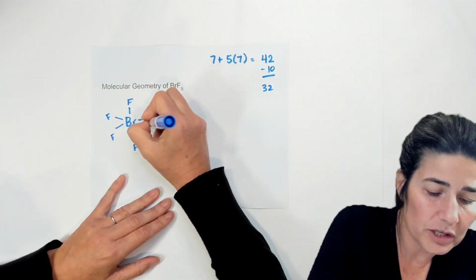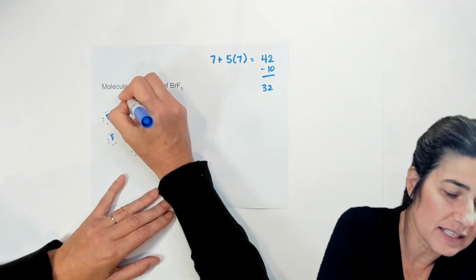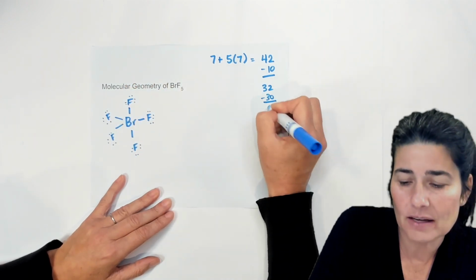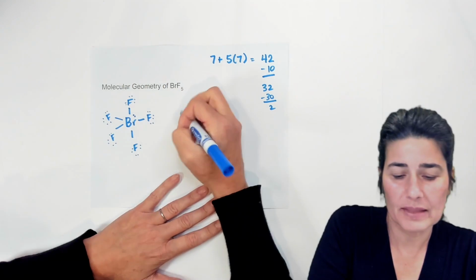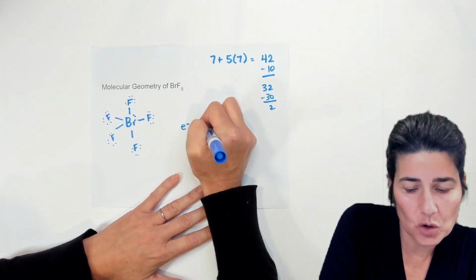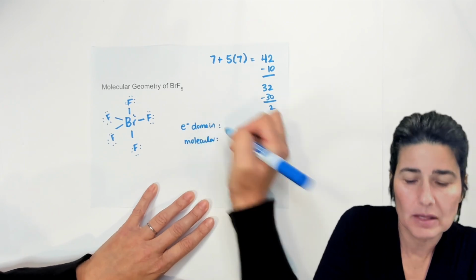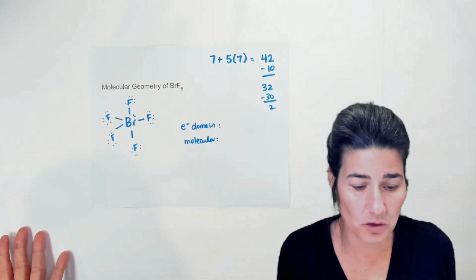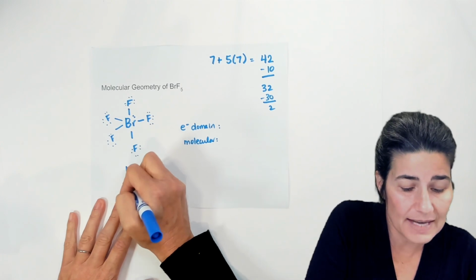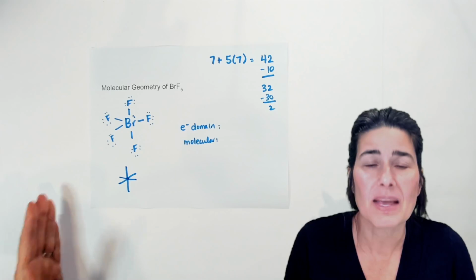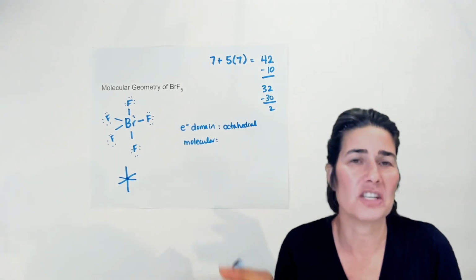Now we go 2, 4, 6, 8, 10, 12, 14, 16, 18, 20, 22, 24, 26, 28, 30. Take away 30. We've got 2 left over. They need to go on my center atom. So let's establish our electron domain geometry and our molecular geometry. Electron domains. Put all the electron domains. How many? 1, 2, 3, 4, 5, 6. 6. 1 up, 1 down, 4 in a ring around the middle. That is an octahedral arrangement for our electron domain geometries.